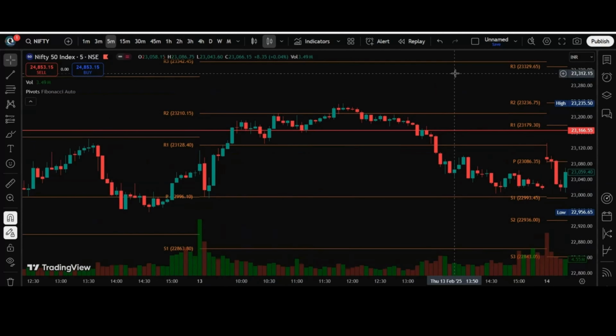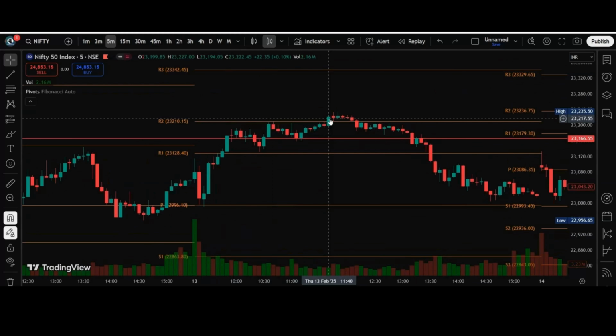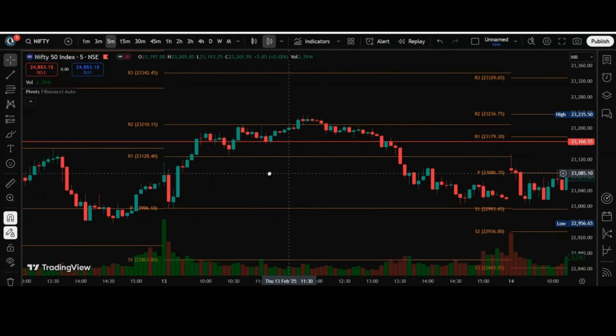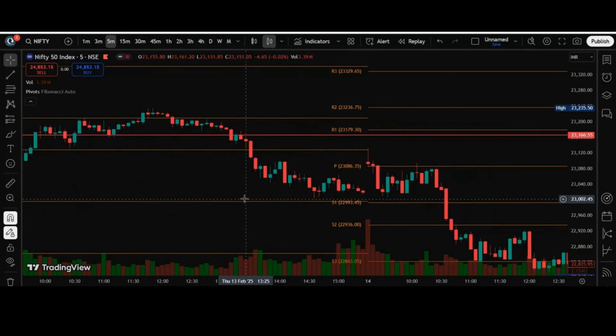Target is 1:2 or 23,342. And then once this candle is broken, we will revise the stop loss somewhere from here to, let's say, 23,128. So this is how you trade on a sell side or on a buy side. Let's see some more examples.